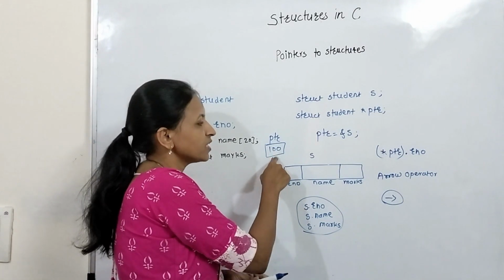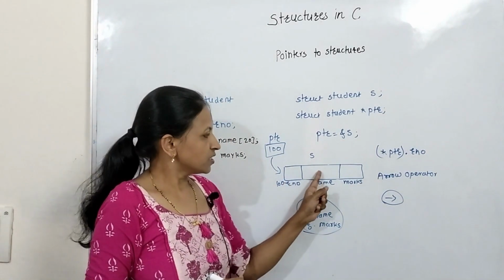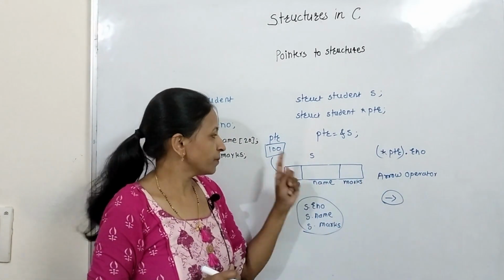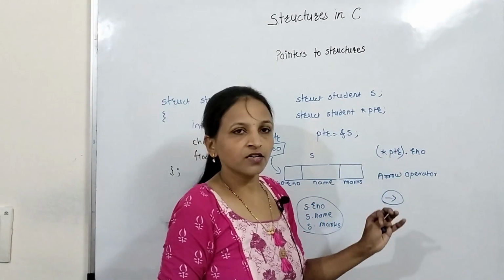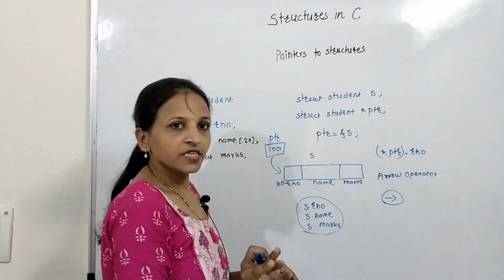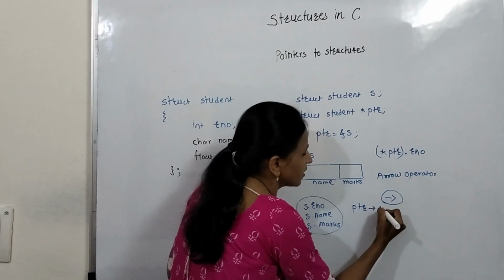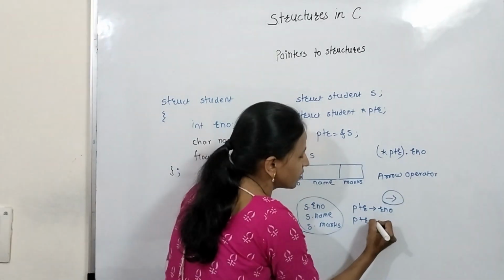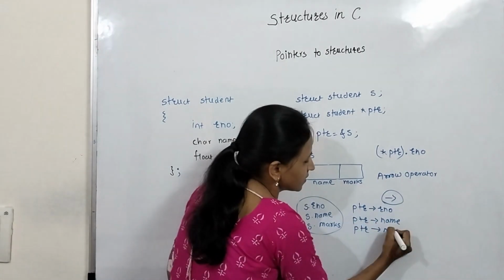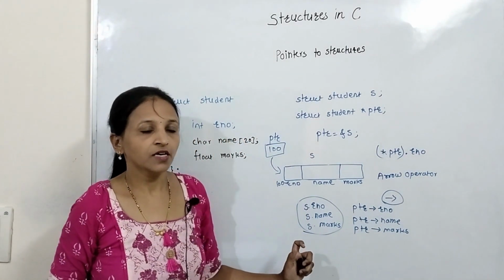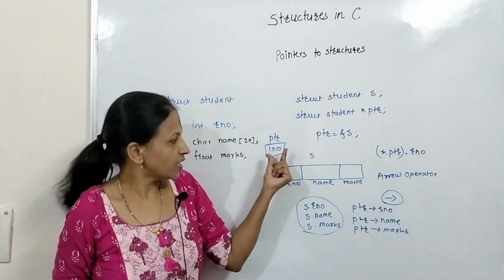Because PTR has the address of this, if you want to access these individual members indirectly using PTR, then you can use this arrow operator with PTR. Then there is no need to use that star. Get it? The same thing we can access with the help of a pointer. In this way we can write PTR arrow RNO, PTR arrow name, and PTR arrow marks. In this way we can access individual members of that structure variable with the help of a pointer.